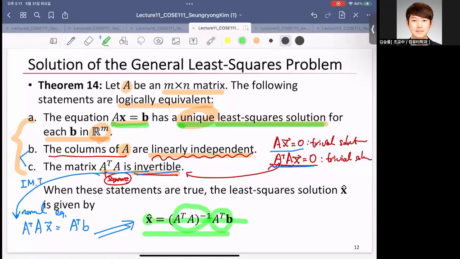In this case, when columns of the matrix are linearly independent or matrix A transpose A is invertible, then the least square solution is unique, which is the inverse of A transpose A times A transpose b. This is the uniqueness of the least square solution.